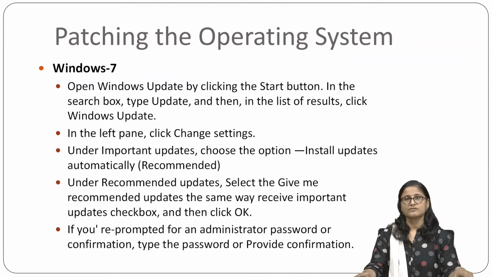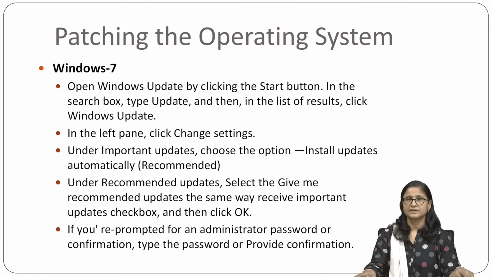Both Microsoft and Apple have provided programs that will automatically check for updates on a regular basis. The setting should be configured to check for updates on a daily basis. To confirm or configure proper settings, you need to follow some basic steps. And these are: we should open Windows Update by clicking the Start button, typing update in the search box, and then in the list of results clicking Windows Update.